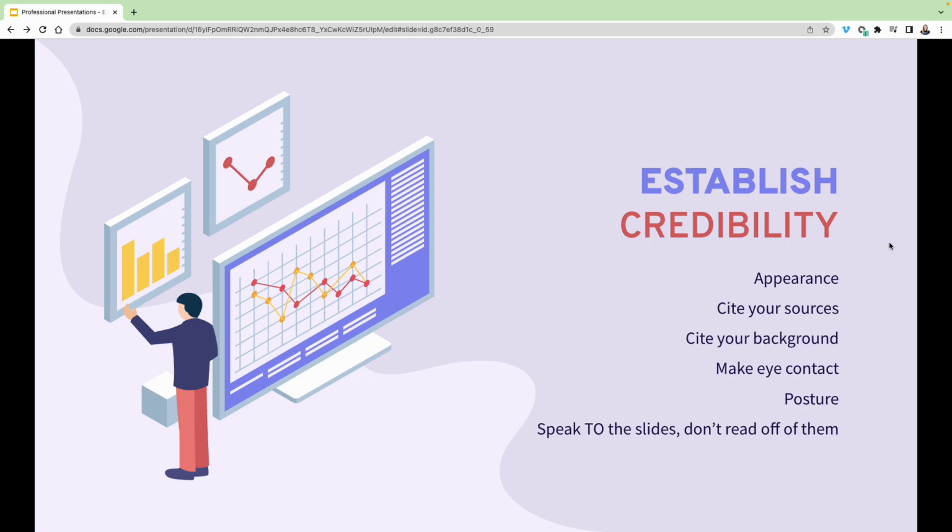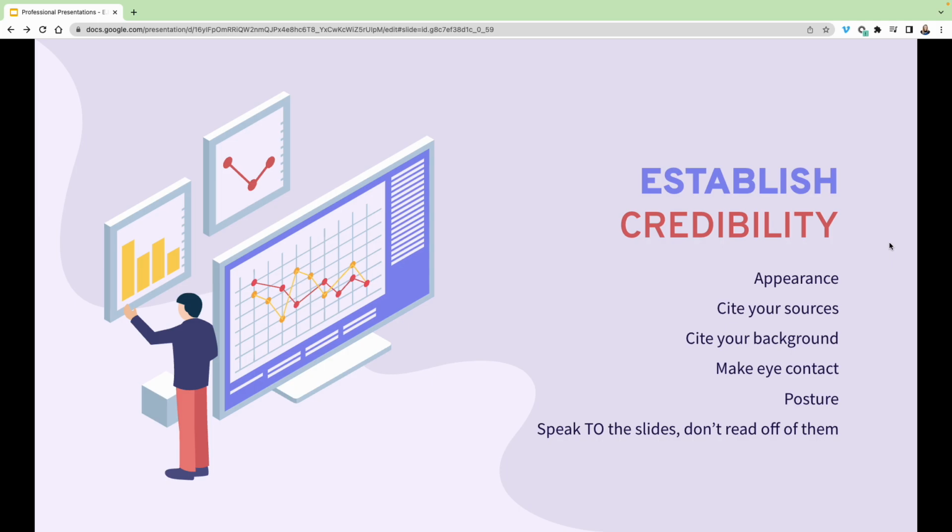Your posture is important. I always recommend standing. I'm standing as I'm giving this presentation now. I truly believe standing gives you a level of power and confidence that sitting does not. So if you are a nervous speaker, I always recommend trying to stand. And then again, I will say it again, speak to the slides. Do not read off of them. This instantly gives you credibility because it says that you know what you're talking about and you know what you're presenting.